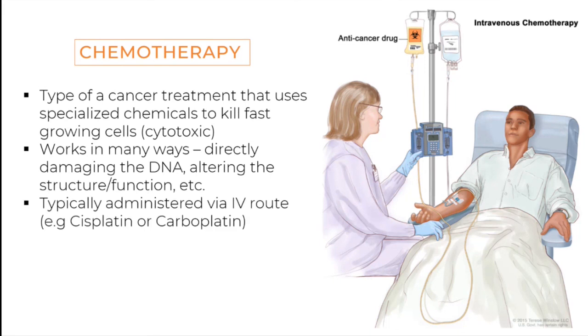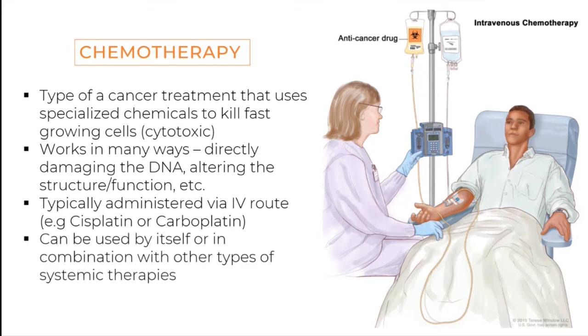It is typically administered through an IV route. Examples of chemotherapy that is used commonly in lung cancer are cisplatin or carboplatin. These platinum-based drugs can be used by themselves or in combination with other types of systemic therapies. So there are various ways to incorporate chemotherapy into the treatment plan. Not everybody needs chemotherapy, but a good proportion of patients will require chemotherapy at some point during the lung cancer treatment paradigm.